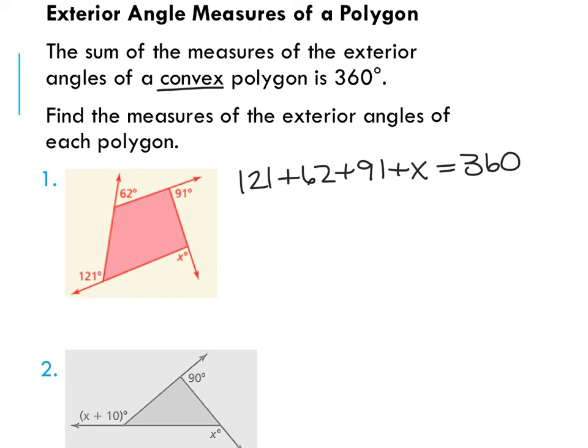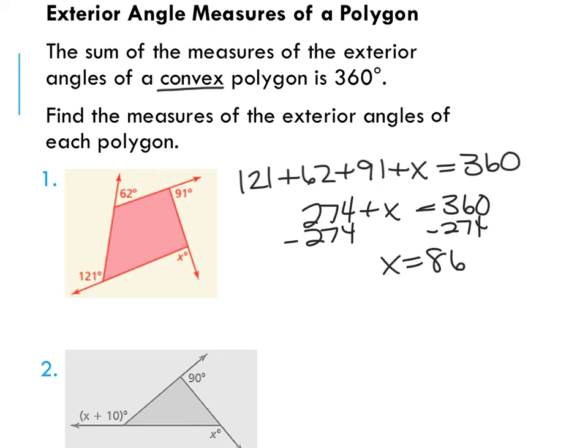I'm going to add up all of my like terms here, and I get 274 plus x equals 360. I'll minus 274 from each side. And I get x equals 86 degrees.